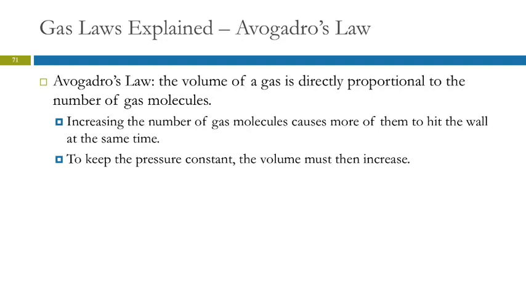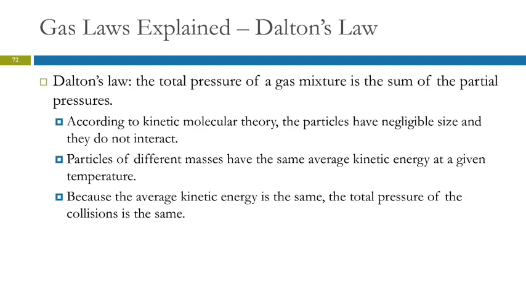Avogadro's law said that the volume of a gas is directly proportional to the number of gas molecules. So if we increase the number of gas molecules in a container, we're going to increase the number of collisions, right? More particles, more collisions. If we need to keep the pressure constant, how can we do that? We have to increase the volume of the container.